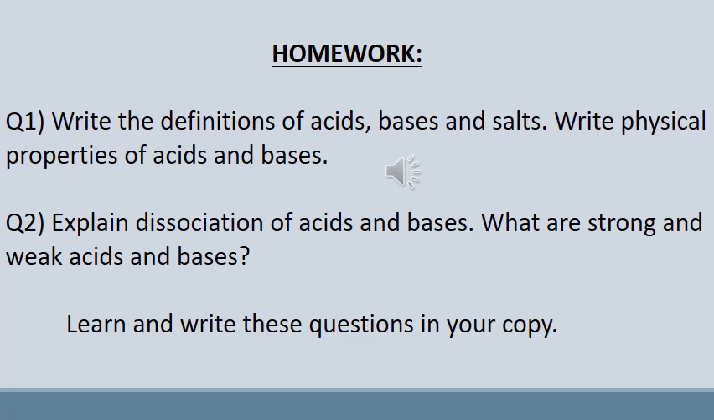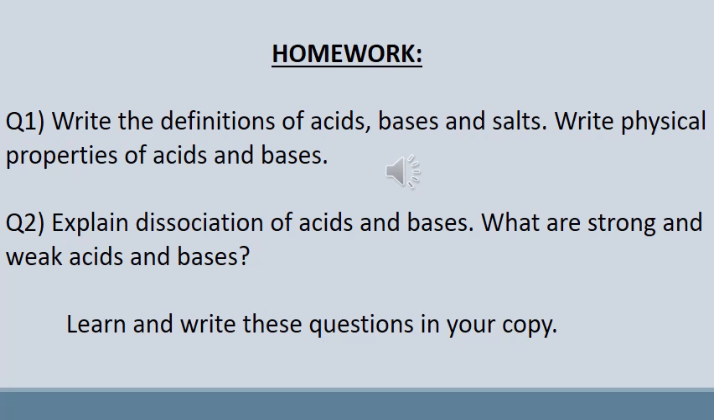Now here is your homework. Question number 1. Write the definitions of acids, bases and salts. Write physical properties of acids and bases. Question number 2. Explain dissociation of acids and bases. What are strong and weak acids and bases? Learn and write these questions in your copy.